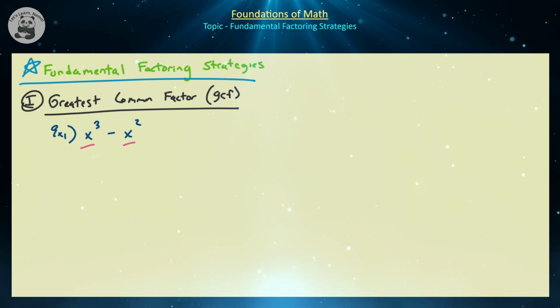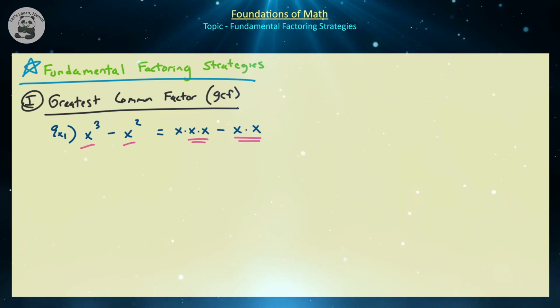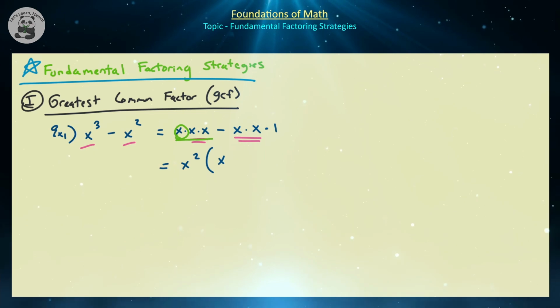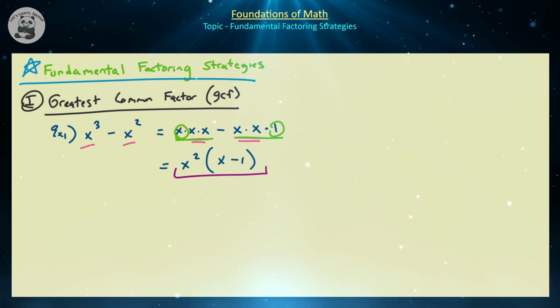In this case, notice that we can write this as x times x times x minus x times x. Notice that there's two x's in both of these terms. I can also write times 1 just in case I don't want to forget that a 1 is still there. If I factor out two x's, which is the same thing as x squared, I'm going to get x squared times x left over from the first, and then 1 left over from the second. So I'm going to have x minus 1 there. This is my factored expression of x cubed minus x squared.